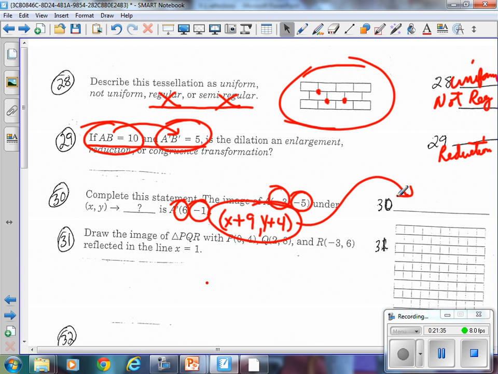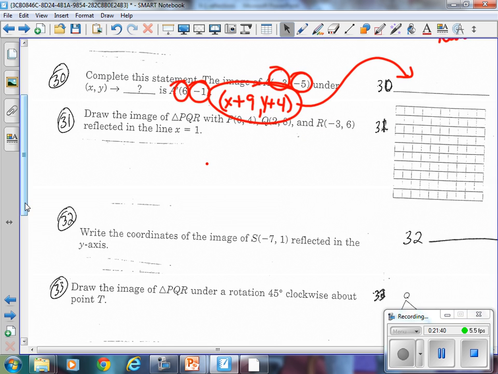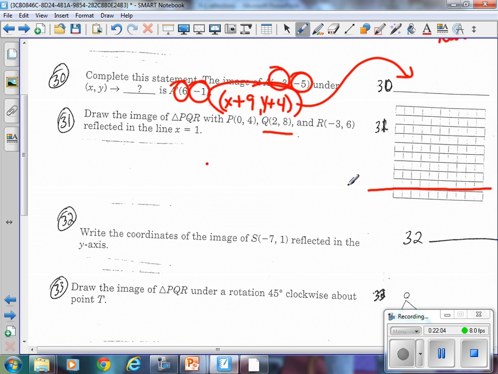Next one, draw the, move this up. Probably better erase some of that, can't see it. Draw the image of PQR with, and they give us the coordinates reflected over y equals 1. Looking at this, that 2, 8, so we need quite a bit of y. So I'm going to drop my x-axis way down here. We don't really need any special x's, so just put the y right here.